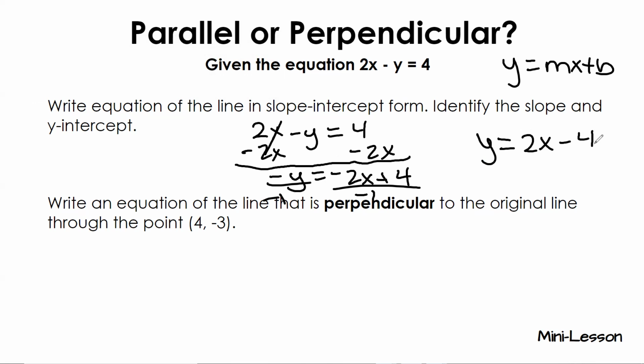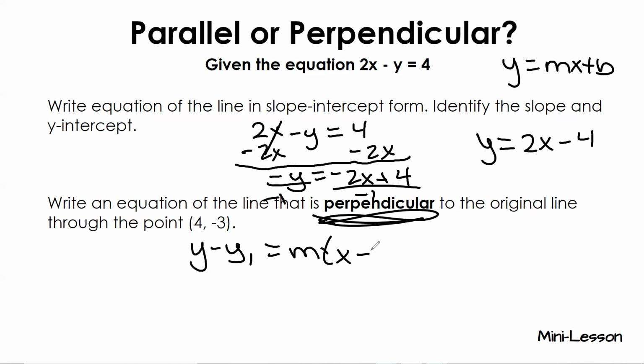Now, we're going to write one that is perpendicular. That means that it's going to have a negative reciprocal. So we're still going to use point slope form. But instead of using 2 as our slope, it is now going to be -1/2. The reason why it's -1/2 is when we do perpendicular, we're going to flip the fraction or flip the number and then make it the opposite sign.